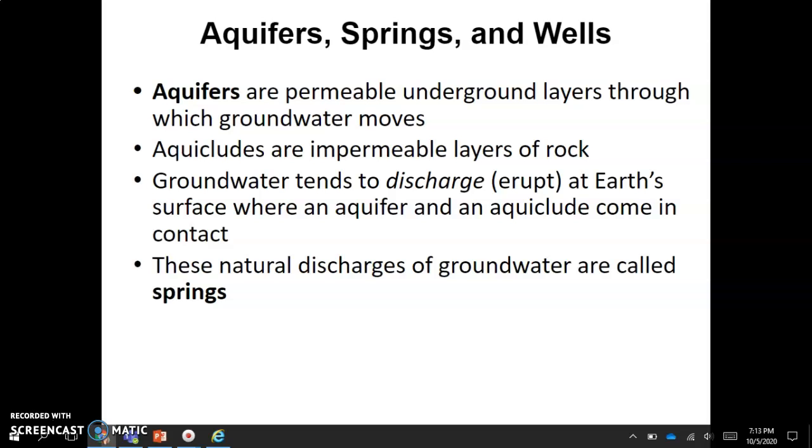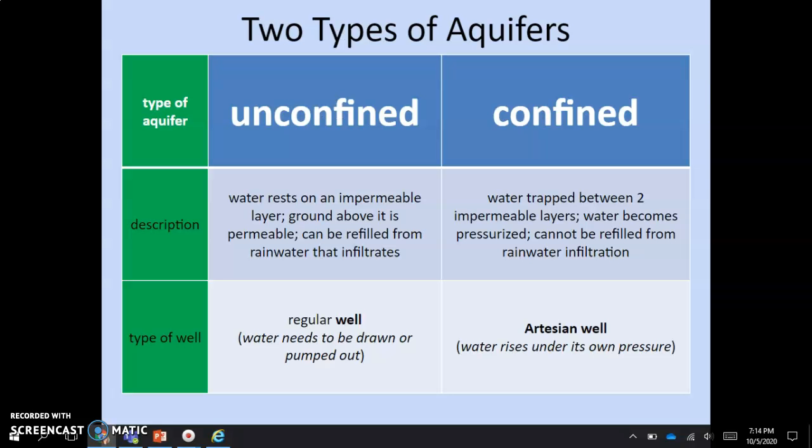So an aquifer is just permeable underground layers through which groundwater moves. Aquicludes that are a part of aquifers are impermeable layers of rock. So aquicludes are going to be the places where water cannot pass through. So the groundwater tends to discharge or erupt at Earth's surface where an aquifer and an aquiclude come into contact. And these natural discharges of groundwater are called springs. So basically, an aquifer will run into an aquiclude and then the water can't pass through, so instead it's forced up and it will come up through a spring.